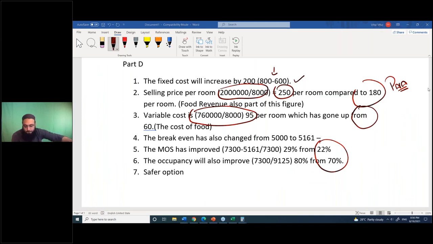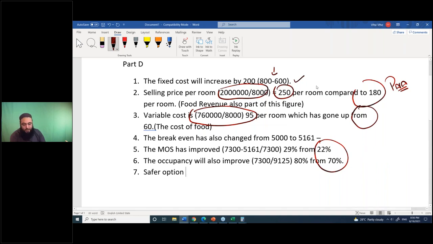Quantify means that by the help of the numbers, you have to tell the change. Okay. Change in occupancy, definitely, I can explain to you.